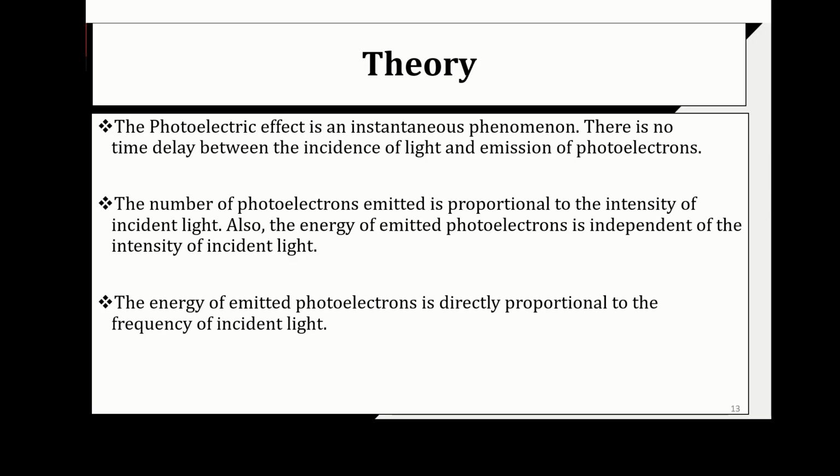When you increase the number of photons, you are increasing the intensity of light, which increases the photocurrent, but the kinetic energy of electrons is the same. But if you change the color and increase the energy, that means you are increasing the frequency. The binding energy of the electron is the same, but when you increase the energy, electrons will be ejected with more kinetic energy. The energy is directly related to the kinetic energy of electrons.